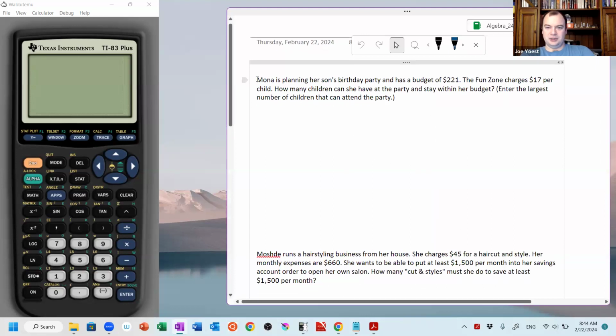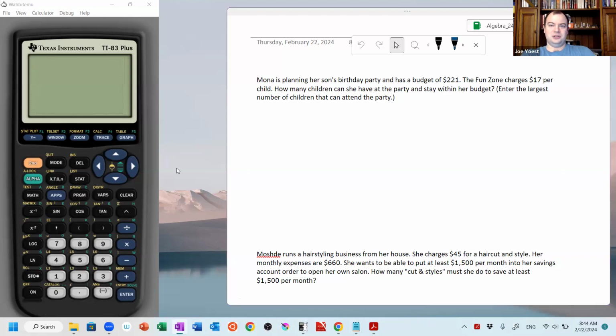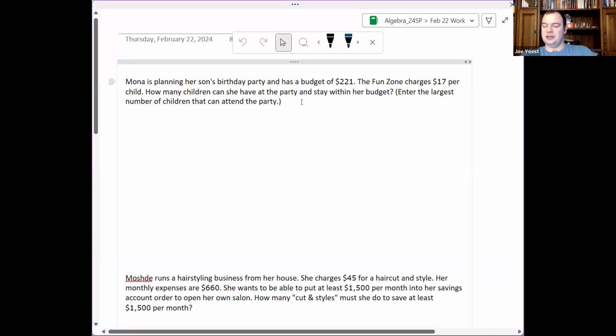Okay, so let's work on this problem. Mona is planning her son's birthday party and has a budget of $221. Maybe I'll actually switch my share back over to OneNote so you can see this a little bigger on your screen if you're on a tablet or phone.